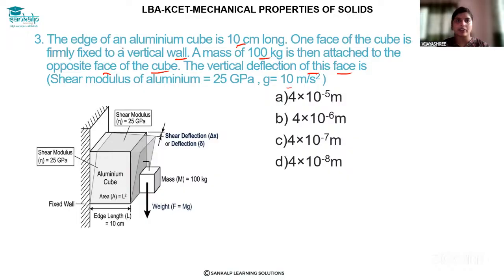So what are we given? Aluminium cube with edge length L equal to 10 centimeter. When we convert this to meter, 100 centimeter is equal to 1 meter, so 10 centimeter is equal to 0.1 meter. Correct?